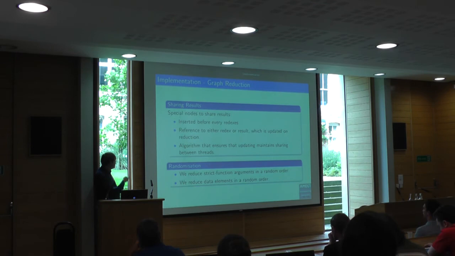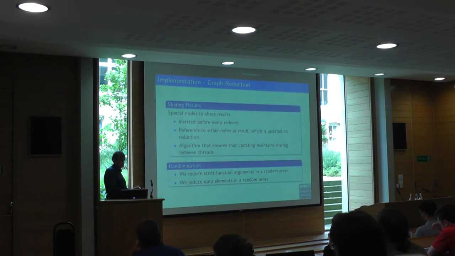And to make sure that threads go into different parts of the graph, what we do is reduce strict function arguments in parallel. So if it looks like the function plus, then you need both arguments, so you can spark more threads and do that.